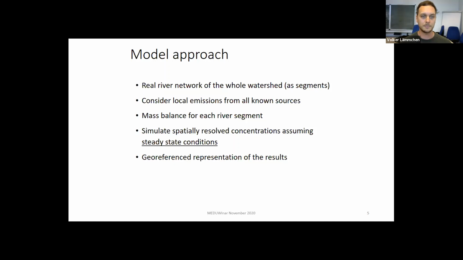And then we have a mass balance for each river segment, and we simulate spatially resolved concentrations, assuming steady state conditions. This is important. I will show it on the next slide because there are some restrictions that come along with this. And in the end of our model, we have a representation of the results in a color-coded map. So this is georeferenced.